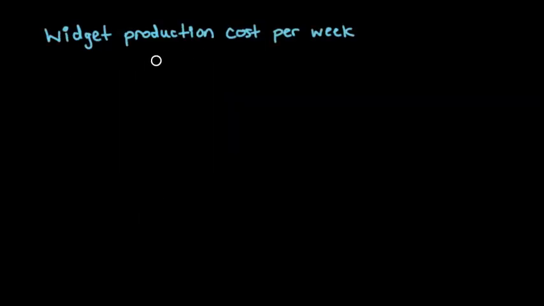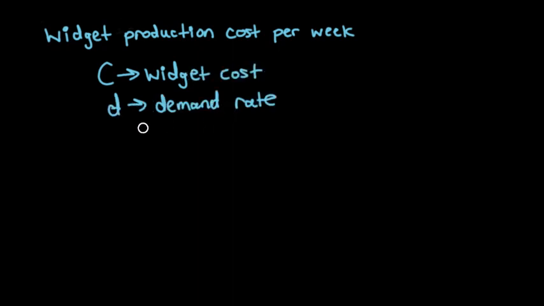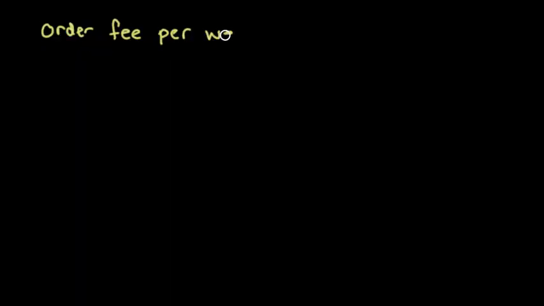We're going to start with a nice easy cost, and that's the production cost for a widget. You may recall that one widget cost C dollars, and that in a week, D widgets are demanded. CD is the first component of the total cost equation. Next up is the order fee per week.